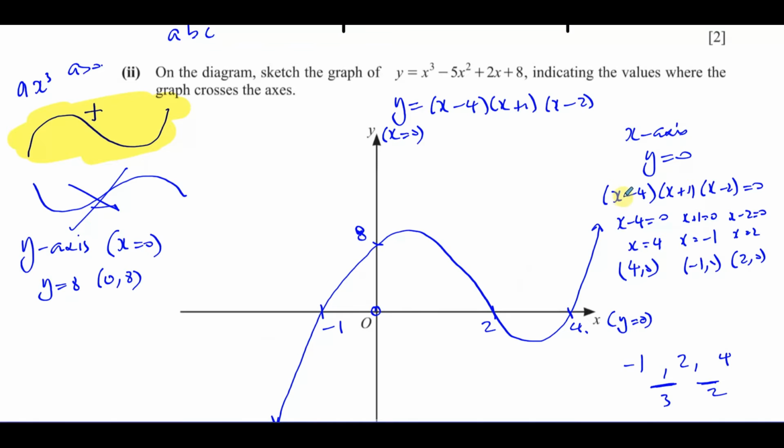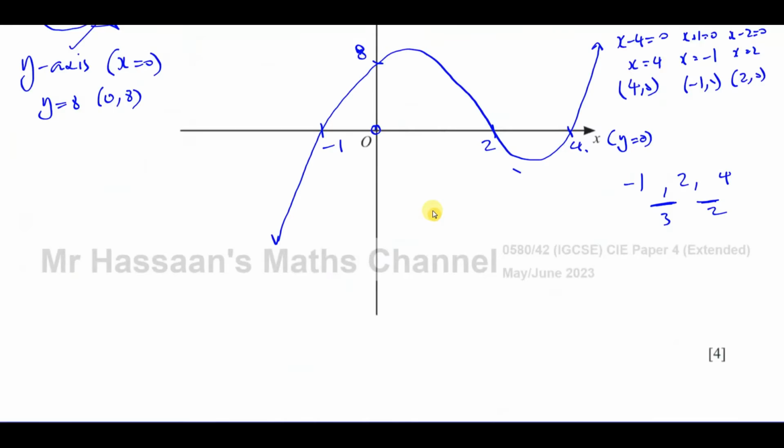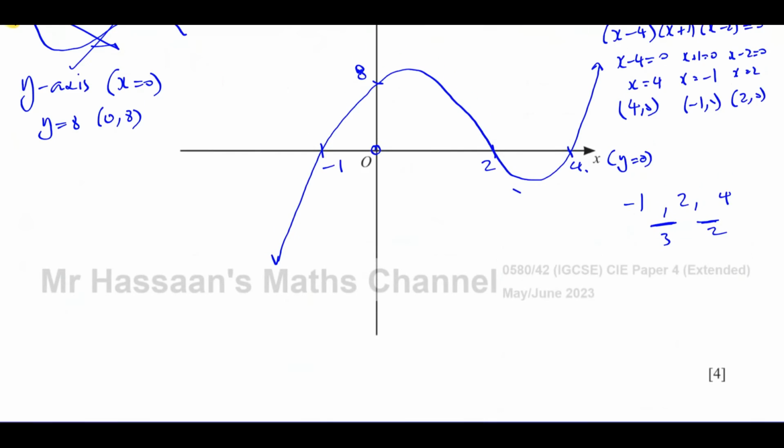Okay, because we're using what's called the zero product property. If 3 things multiplied together to give you 0, one of them has to be 0. So either that's 0 or that's 0 or that's 0. So those are the 3 possibilities. So those are the 3 places where this graph will cross the x-axis. Okay, part 3 is on the next page.